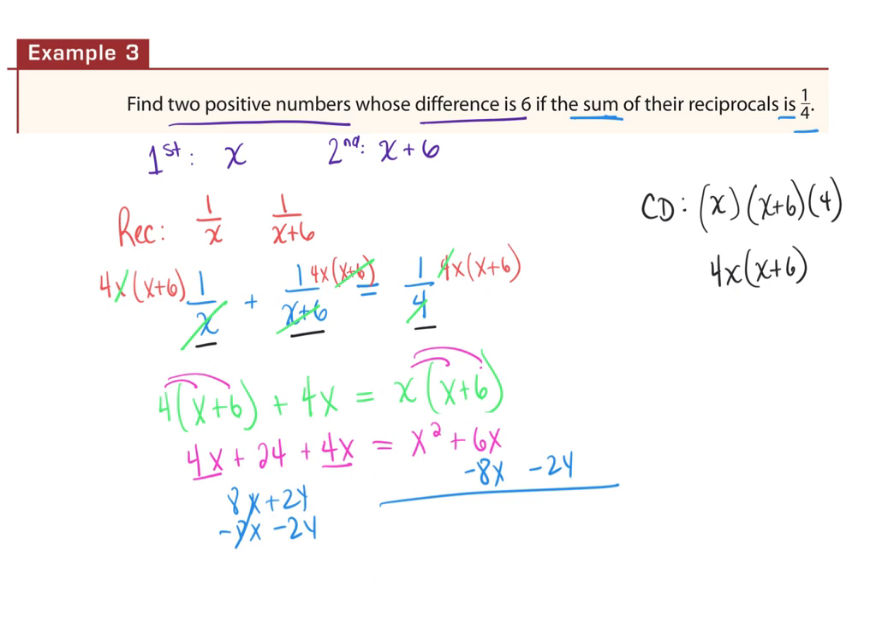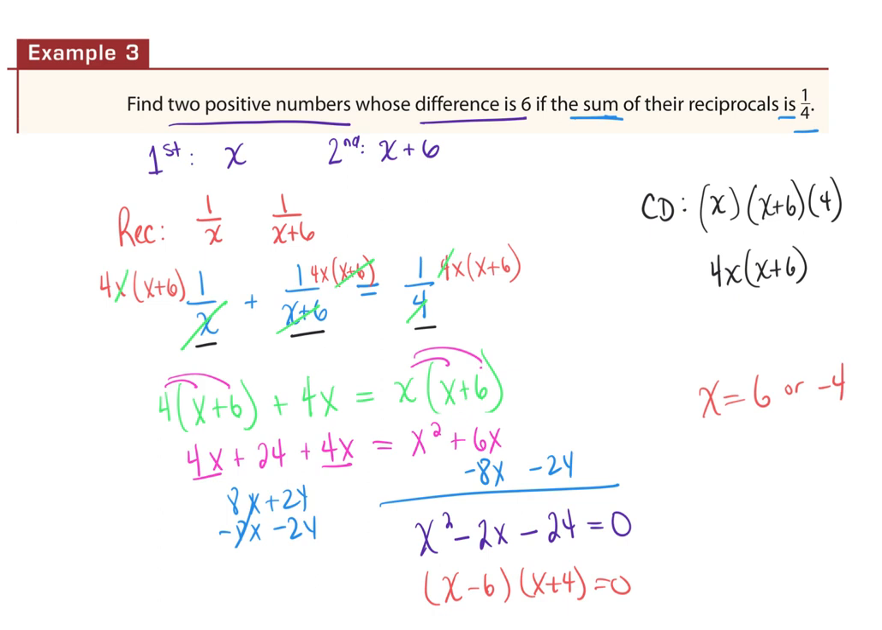And so I end up with x squared minus 2x minus 24 equals 0. That's pretty easy factoring. What are factors of negative 24 that add up to give me negative 2? Yeah, so I'm going to say (x minus 6)(x plus 4) equals 0. X can either equal 6 or negative 4. All right, 6 or negative 4.